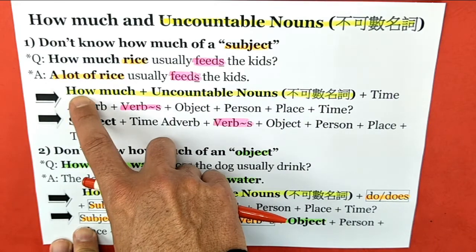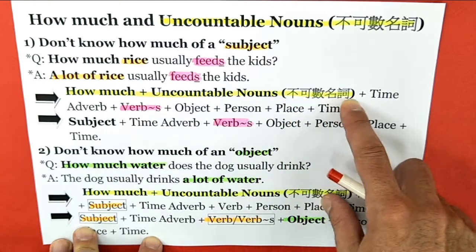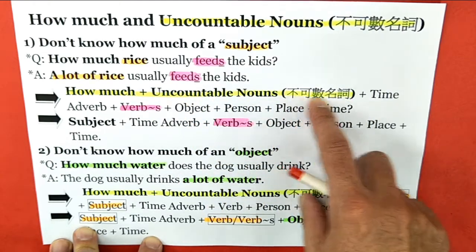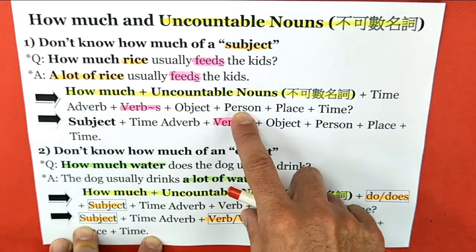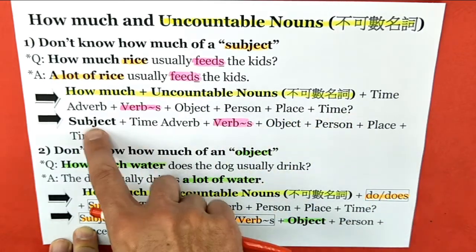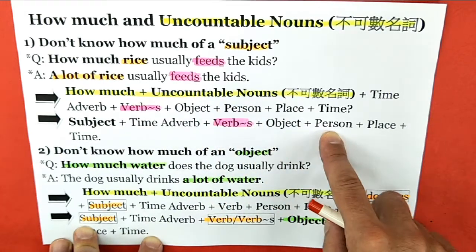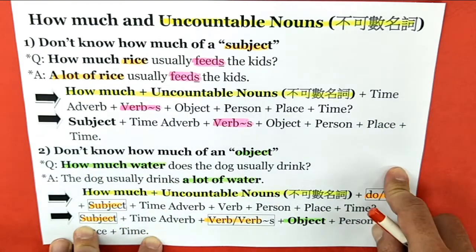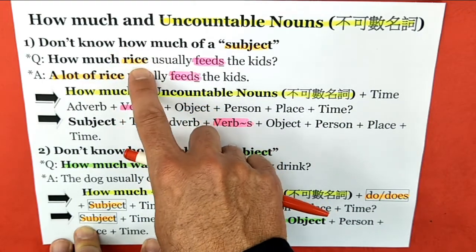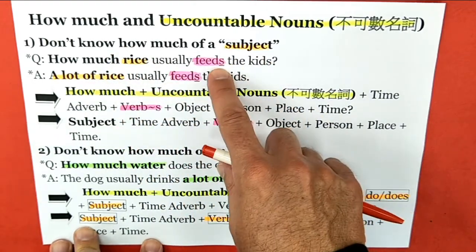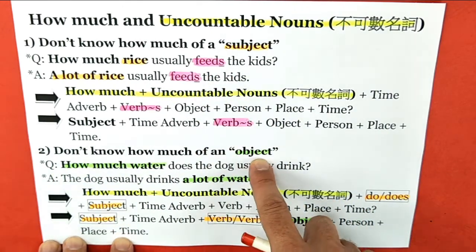What's the sentence pattern? How much plus uncountable noun plus time adverb plus verb plus S plus object plus person plus place plus time. Answer: subject plus time adverb plus verb plus S plus object plus person plus place plus time. So very easy. Just remember how much: we have an uncountable noun, and that verb must have an S. Again, we don't know how much of an object.